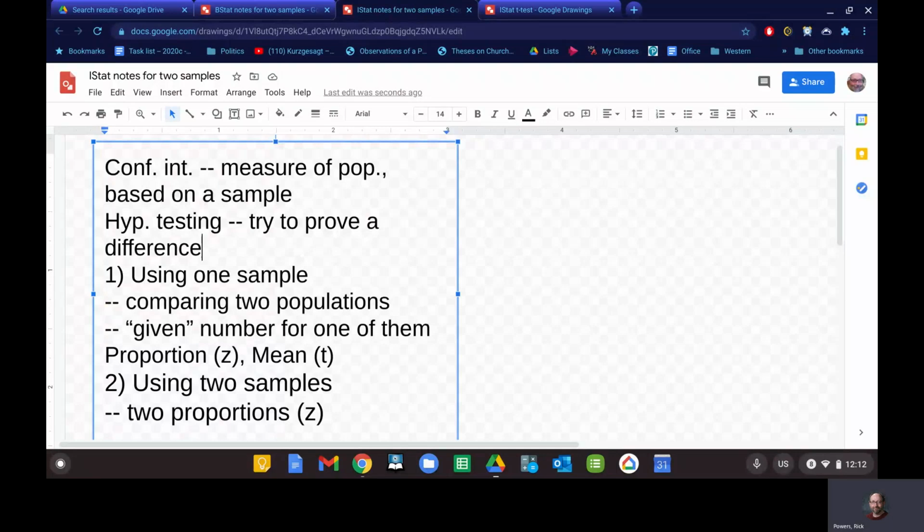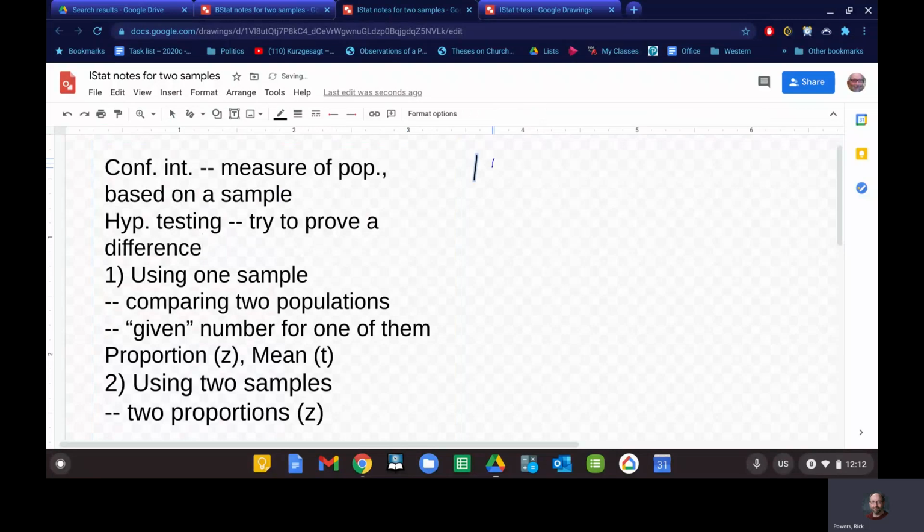What we're doing when we use hypothesis testing is that we have one particular group that we're interested in, and we take a sample of that group. And then we have another number that we're comparing, which is given to us from a previous situation. So we're talking about comparing two populations. One of them has a given number. And what does that specifically look like then? How does this work?